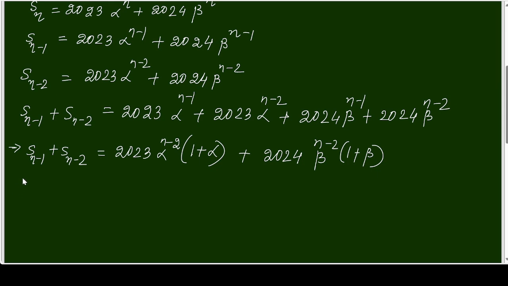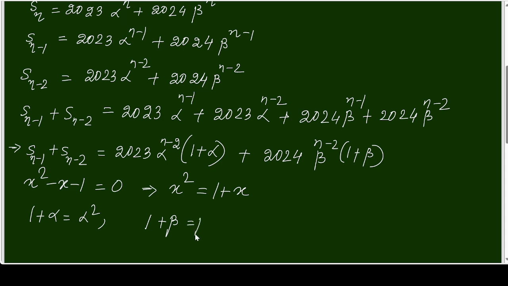Now let's see, the equation is x square minus x minus 1 is 0. From this, we'll get x square equals to 1 plus x. So we'll put this, that means 1 plus alpha equals to alpha square and 1 plus beta equals to beta square.